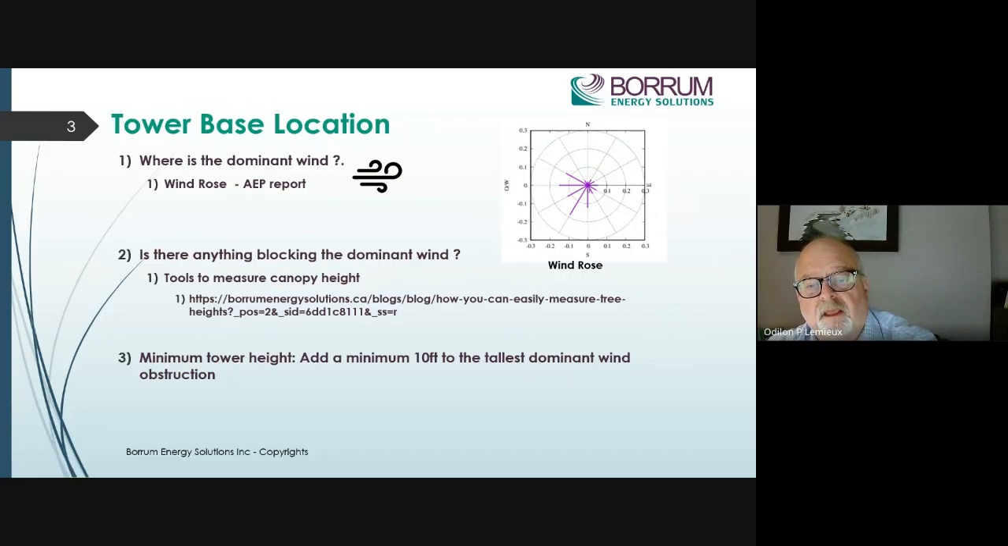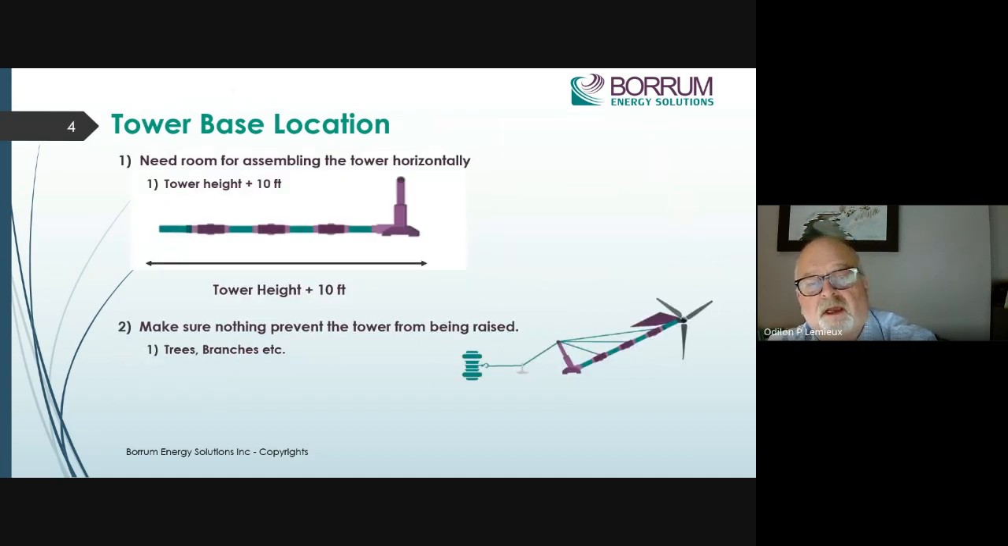All right. And then if you have this kind of canopy or obstacle, then you want the tower height to be a minimum of 10 feet above the tallest obstacle in the dominant wind direction. Okay. So wind roses, dominant wind, obstacles, those are the things to look at. All right. What's the second thing that we want to look at?